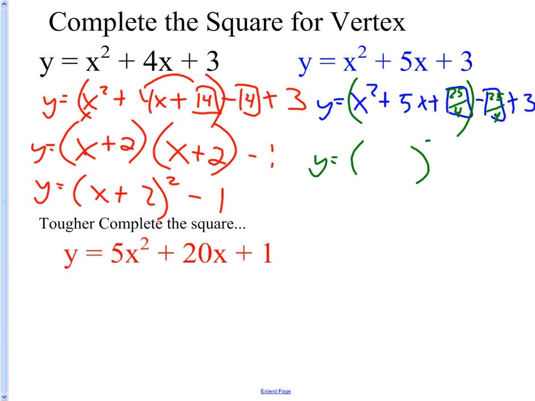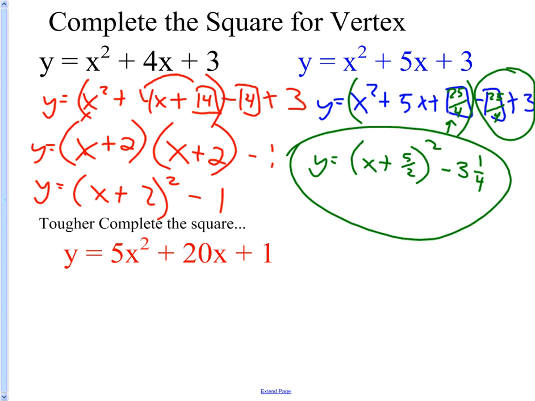All right, then I go x plus, and then I take the square root of this number. Square root of 25 over 4 is 5 over 2. And then I have to put this all together. That's really -6 and 1/4 plus 3, which makes -3 and 1/4. So I did mine with fractions. You might have done yours with decimals. But either way, that's the answer. So, any other questions on the green one there? Raise your hand if you got it right.